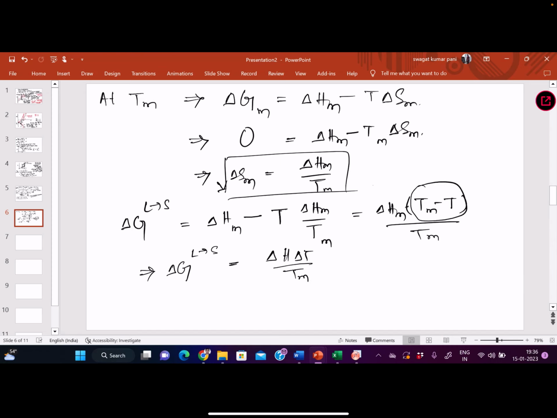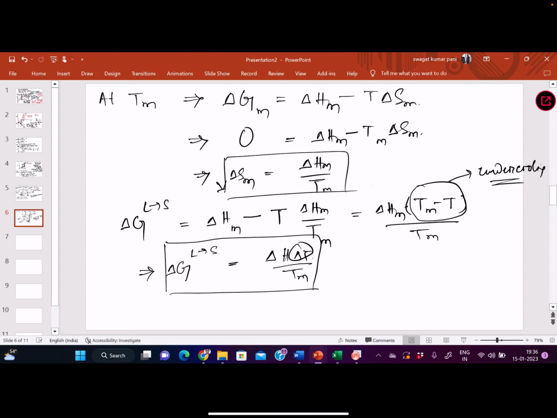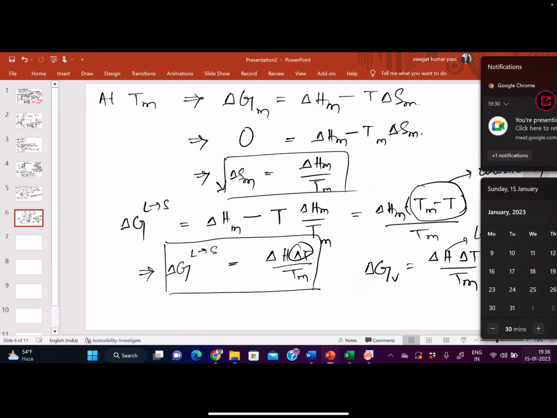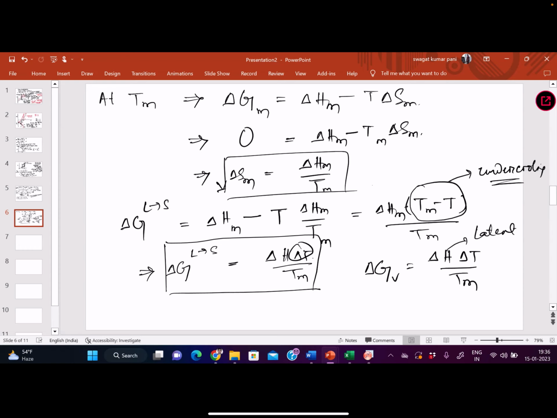So this melting point minus the temperature of concentration, this difference is called undercooling. This part. So this is an important relation. Just remember this. I'll write it here clearly: delta GV equals delta H delta T by Tm. And this delta H is the latent heat of fusion. For melting or for any kind of transformation, that is the enthalpy change of the transformation. For specific melting you can call this latent heat of fusion, or for any solid state transformation you can call this heat of transformation.